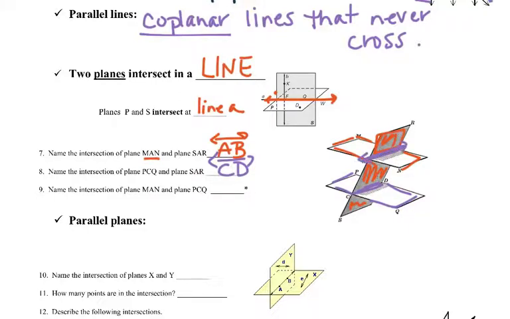And then here this is saying where do these clear planes cross, like this plane and this plane. Those planes never cross. So those are parallel planes, planes that never cross.